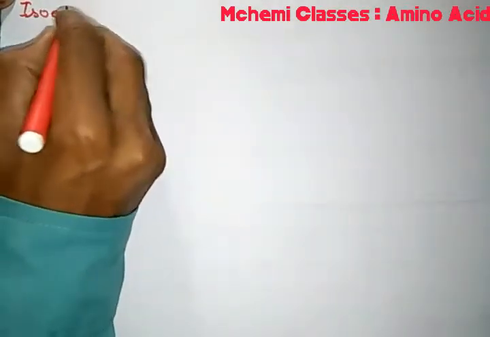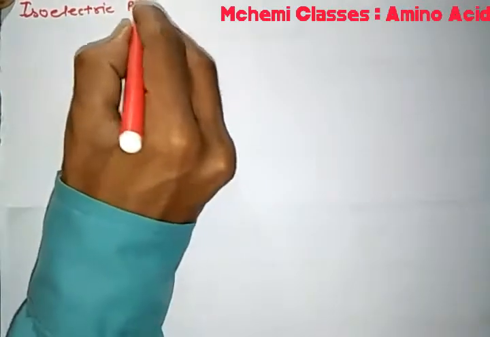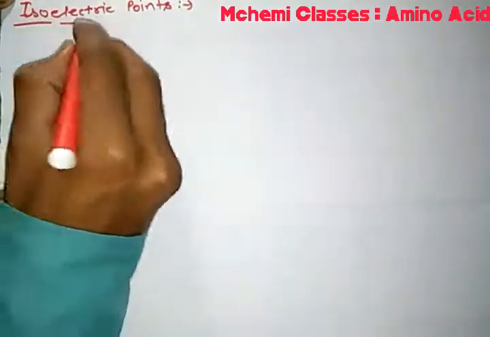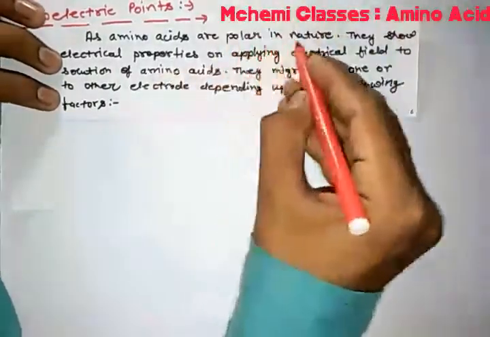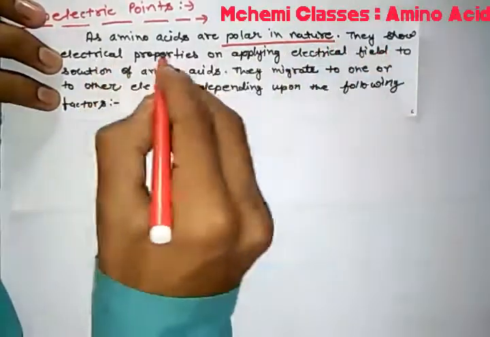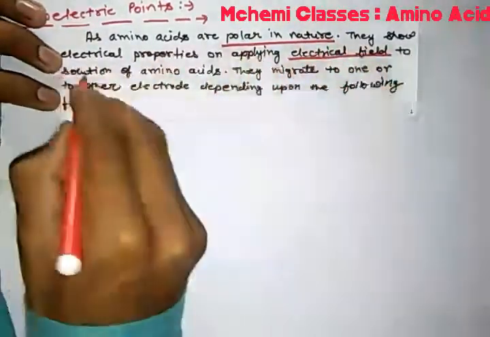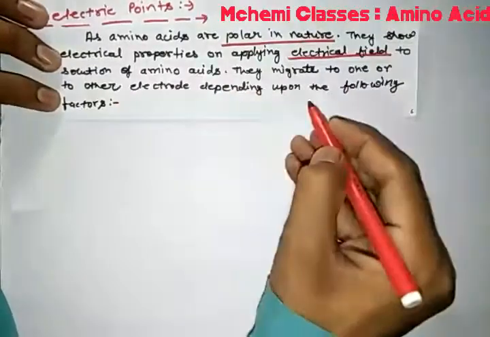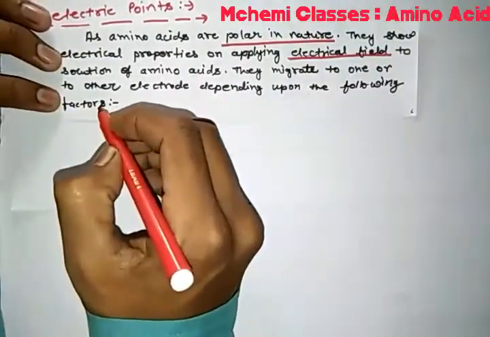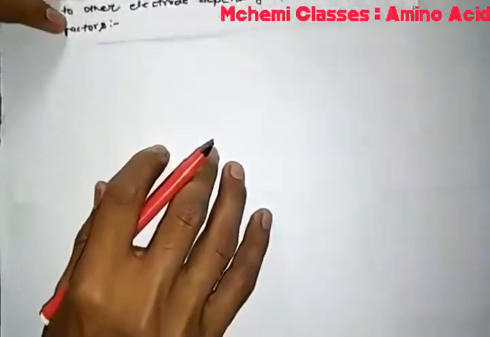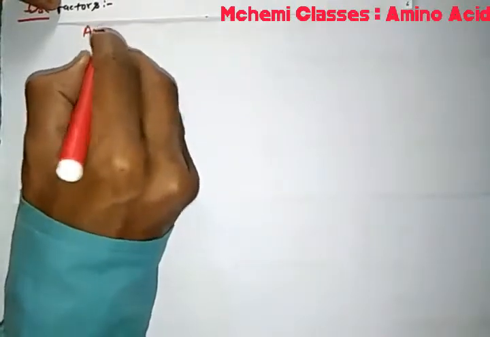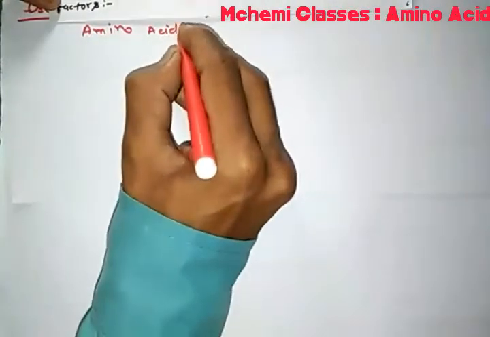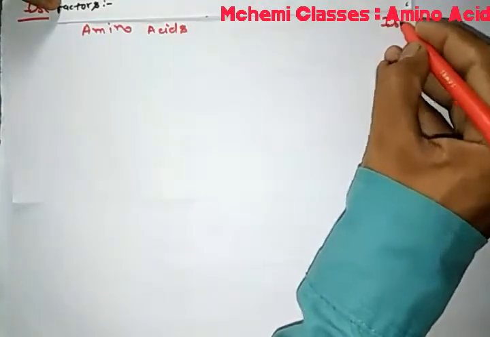Now we talk about isoelectric points. As amino acids are polar in nature, they show electrical properties on applying an electrical field to the solution of amino acids. They migrate to one or the other electrode depending upon the following factors: the amino acid and its isoelectric point.